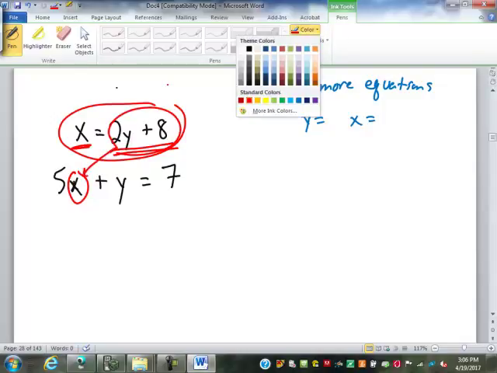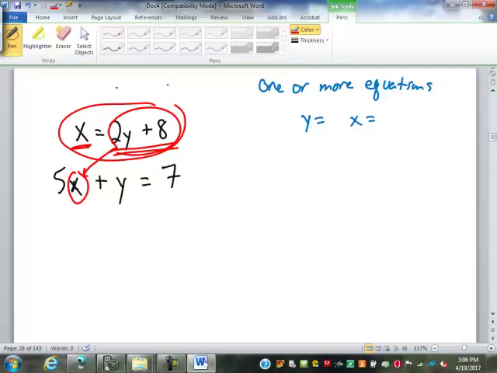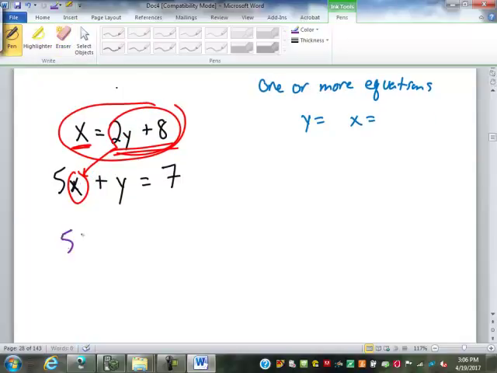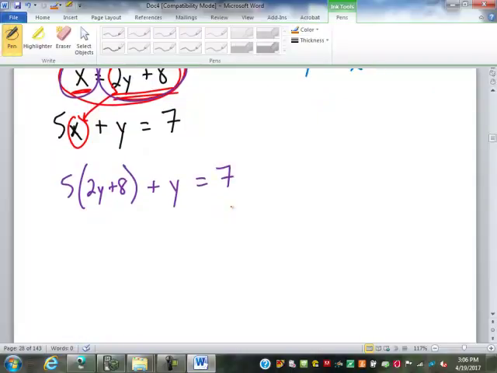So I'm going to rewrite this second equation. Instead of 5 times x, so I'm going to get some stray marks here. Instead of 5 times x, I'm going to put in 5 times, instead of x, 2y plus 8. Because I know that x equals 2y plus 8. Plus y equals 7. And now I only have y's in this equation, so I can solve it. What am I going to do next to solve this equation? Well, I have the parentheses, which are drawing my attention. What do I have to do with those parentheses?